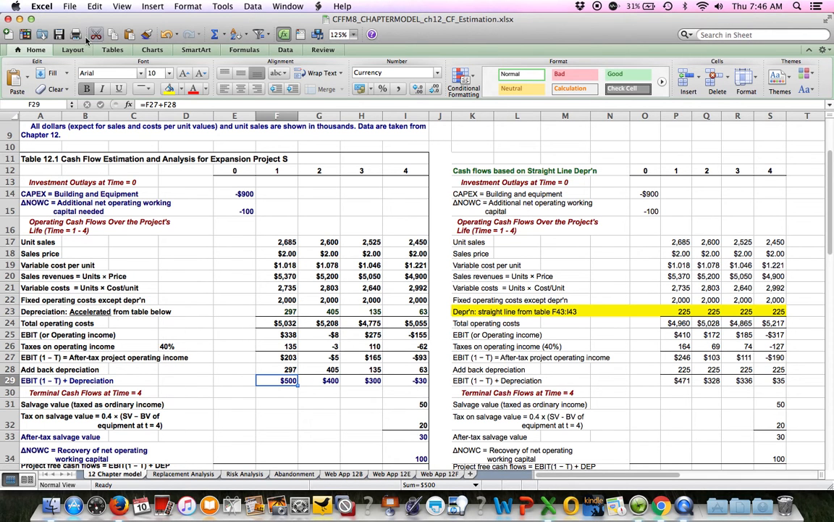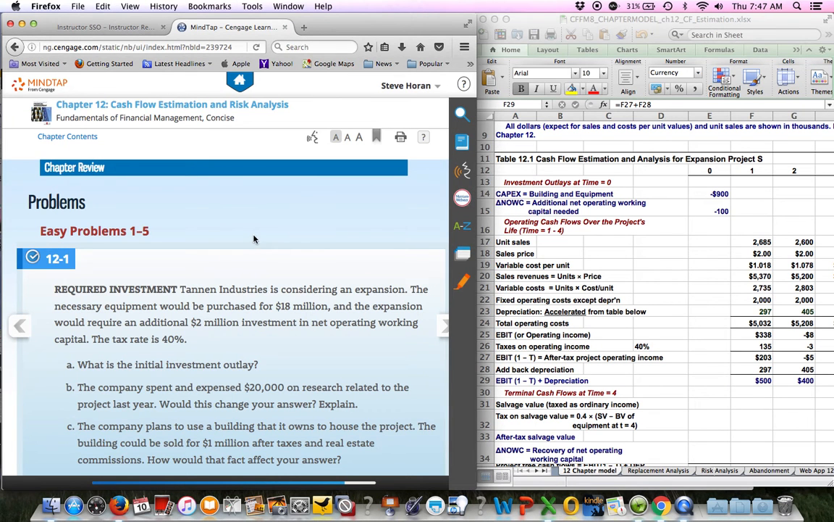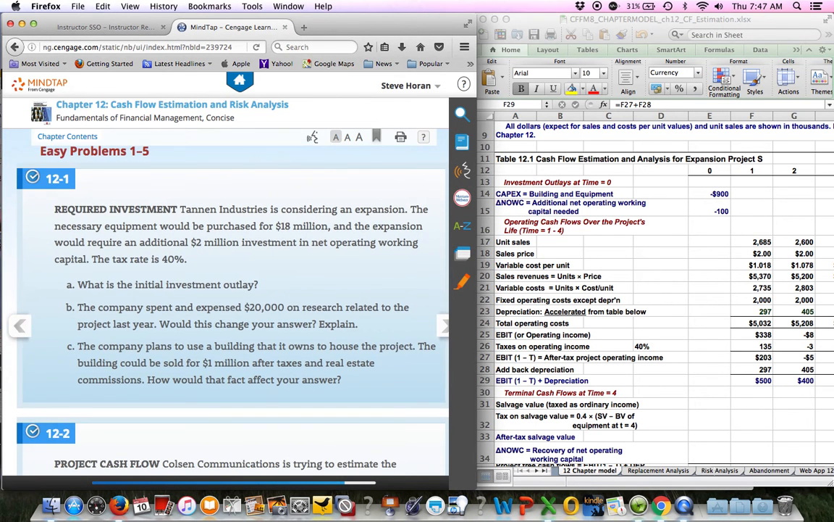So from there, let me go back to the other side of the screen. This first problem, problem 1 for Chapter 12, does not really require any computations, but I want to cover a couple things with you about it. The question is, Canon Industries is considering an expansion. The equipment would be purchased for the expansion, $18 million, and would require a $2 million investment in net operating working capital. So the total cost of the project, question A, is $20 million, simply the 18 plus the 2, $20 million.